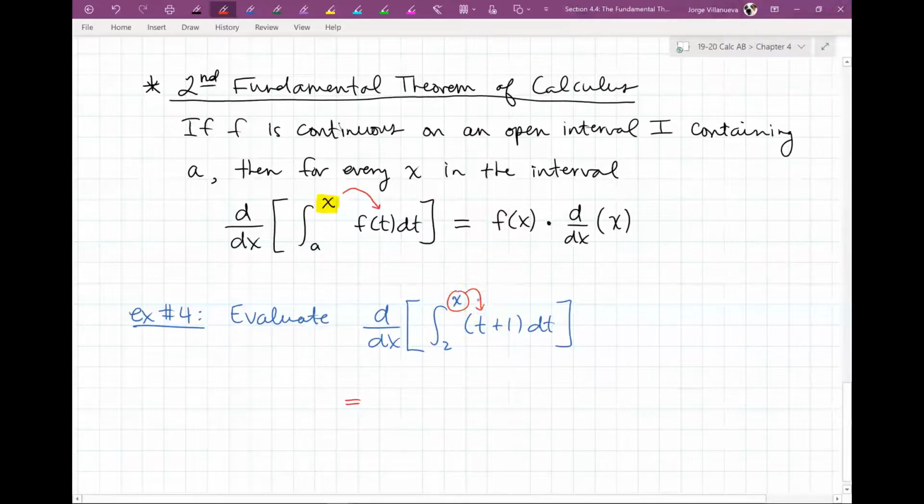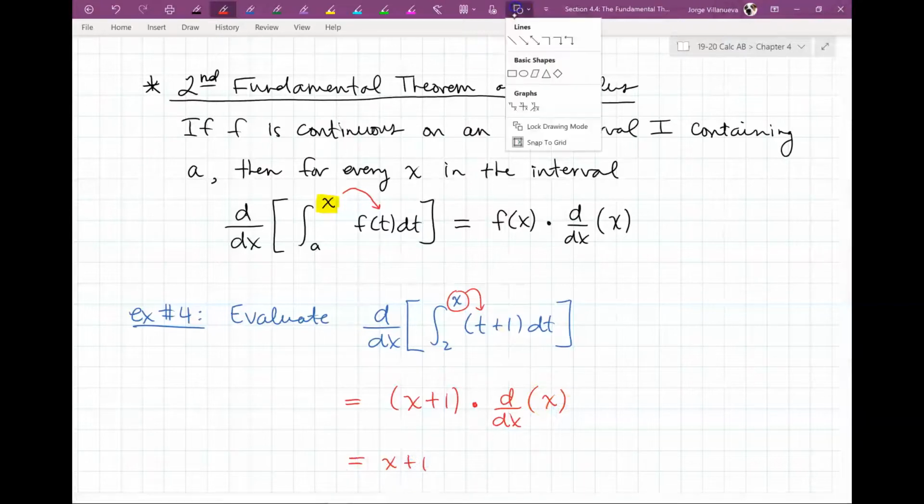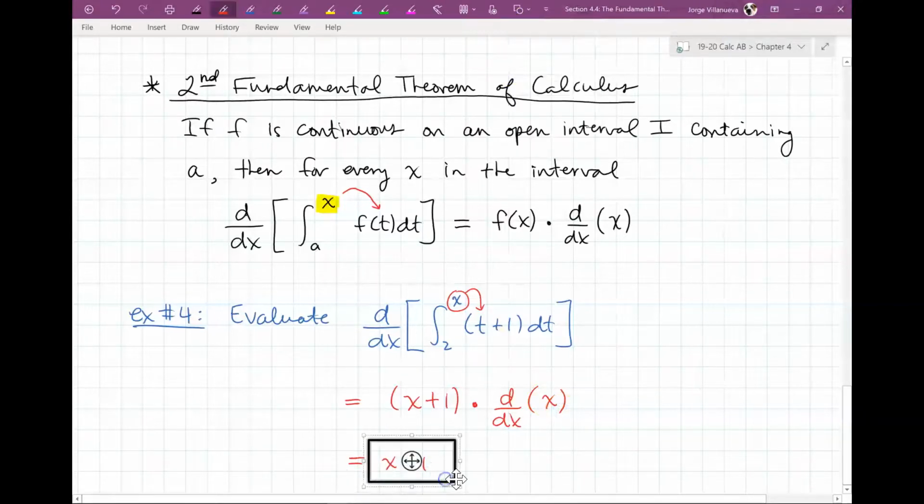So this is what the second fundamental theorem of calculus tells me to do. Get this and plug it in wherever your variables are supposed to go. So I'm going to write x plus 1. And then I have to take a derivative, so times d dx of that expression. Well, what's the derivative of x? 1. So then you just write x plus 1, and you're done. Because d dx of x is equal to 1. So then it's just x plus 1 times 1. So it's just x plus 1.